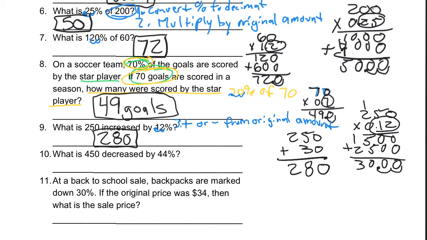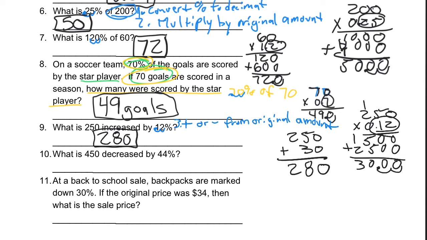Okay. What is 450 decreased by 44? Well, what is my strategy? I'm decreasing or increasing, mark up, mark down, all of these things. I'm going to do my 3-step process that I did before. 1, convert percent to decimal. 2, multiply by the original amount. And 3, add or subtract from the original. Well, it's decreasing. So decrease, mark down, those are all subtract. So I'm going to subtract.